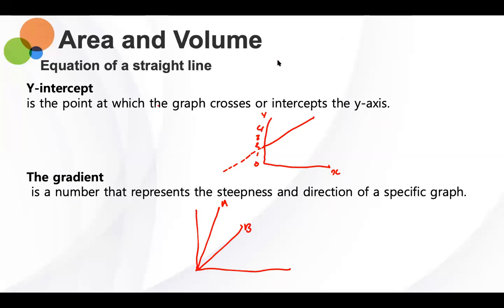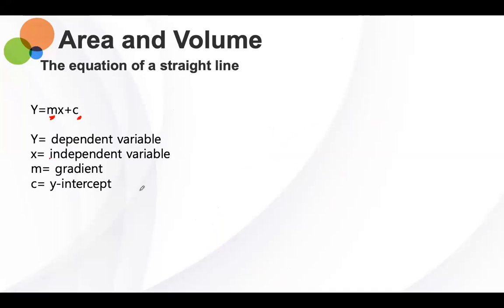So we looked at the y variable. We also looked at the x variable. We looked at the gradient, and we also looked at our y-intercept, which is c, right? So our equation of a line should be y equals mx plus c.